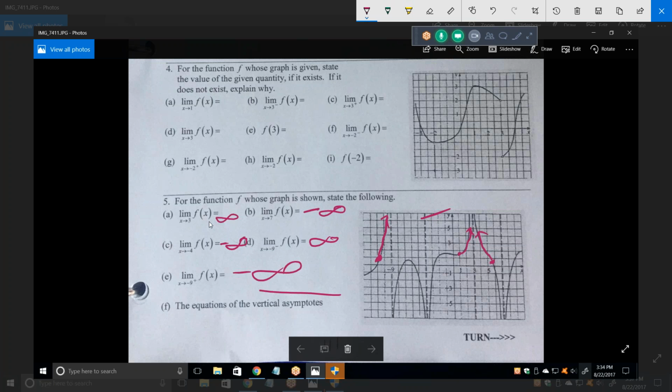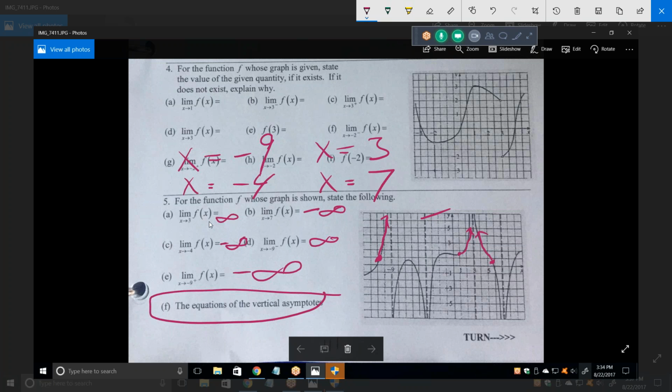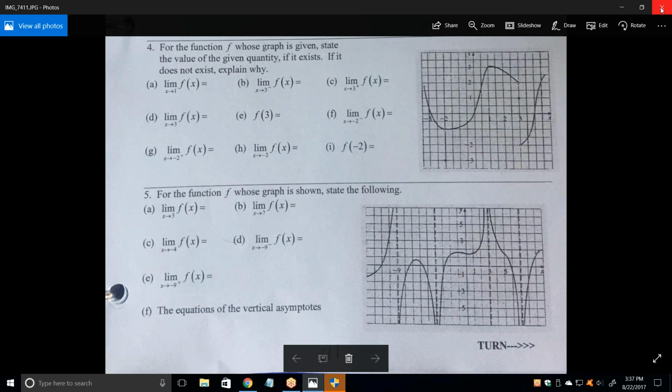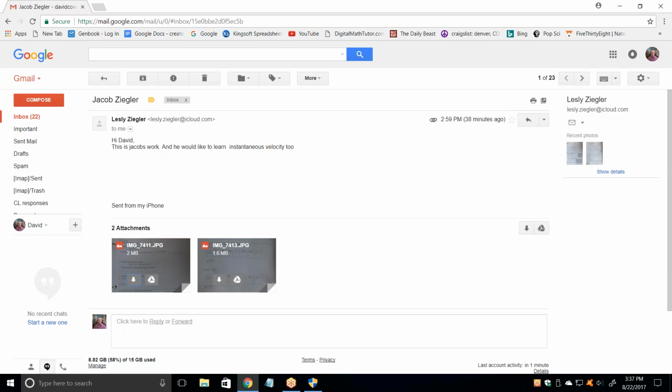Tell me the equations of, I'm looking at 1, 2, 3, 4 vertical asymptotes. x equals -9. Yeah, -9. x equals -4. x equals 3. And x equals 7. Perfect. All right. Let's see. I need to go to the next page here.